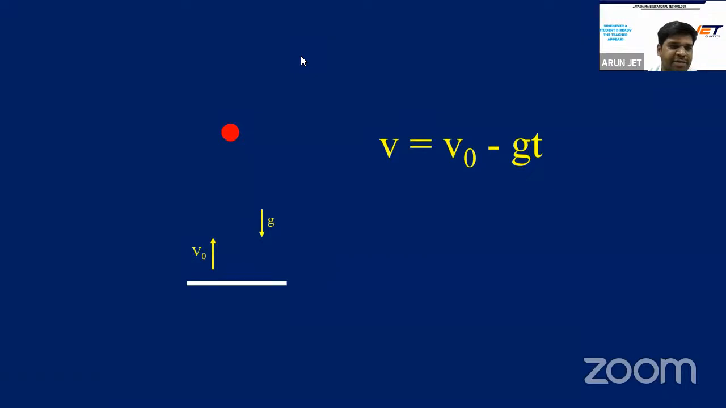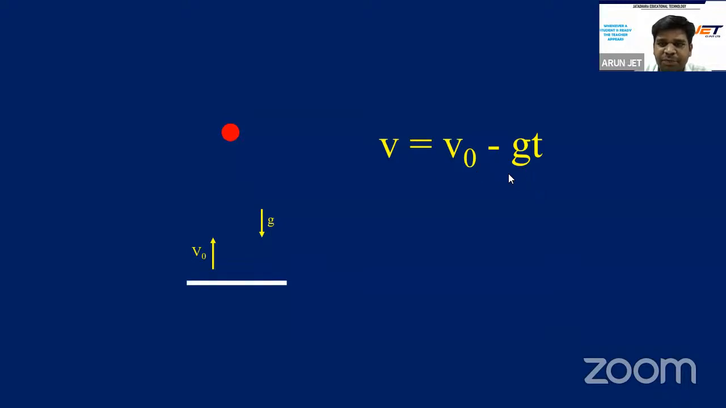I'm going to use V is equal to U plus AT, where U is V naught. I'm projecting it upwards, considering upward to be positive and downward to be negative. Gravity is acting downward, so acceleration due to gravity is negative. So V is equal to V naught minus GT is the equation of velocity.